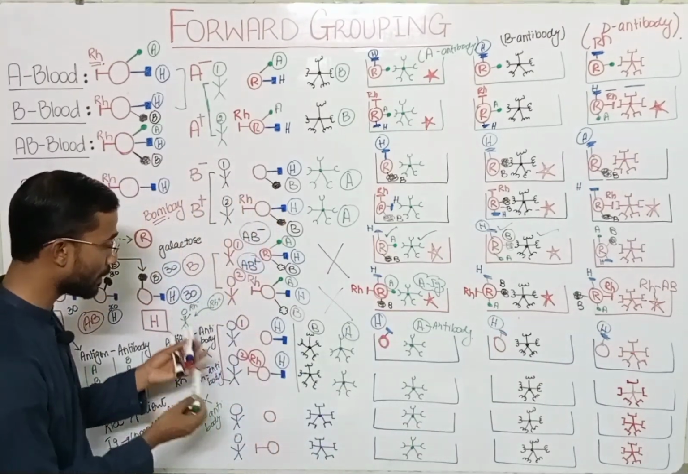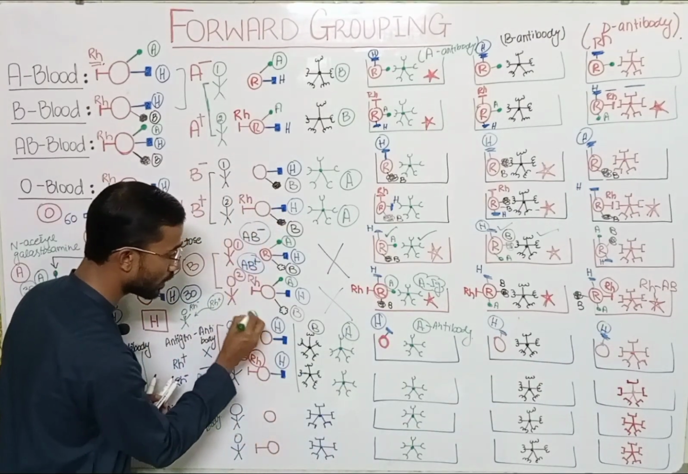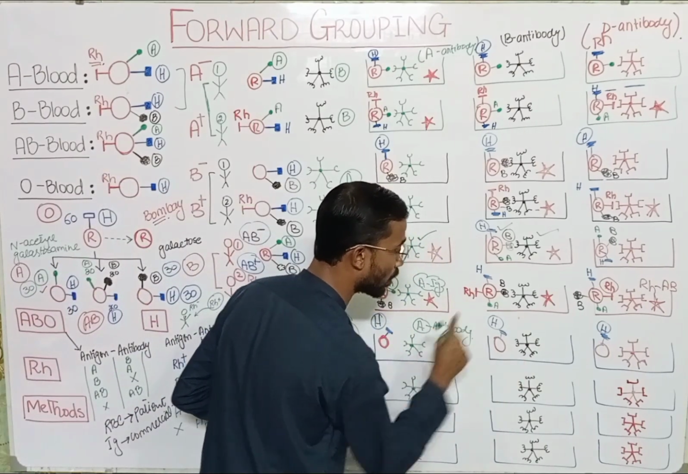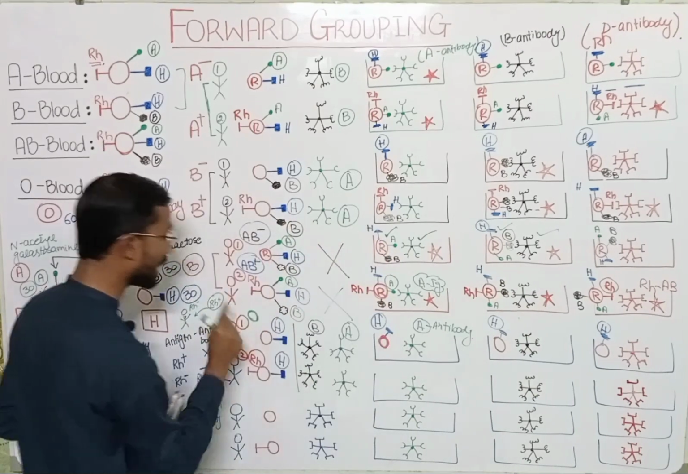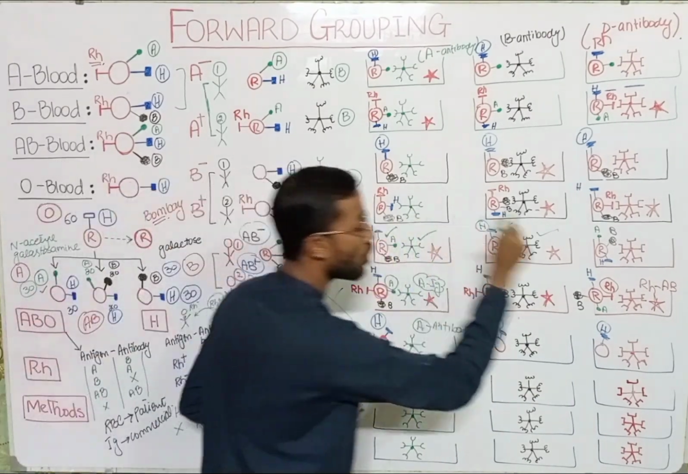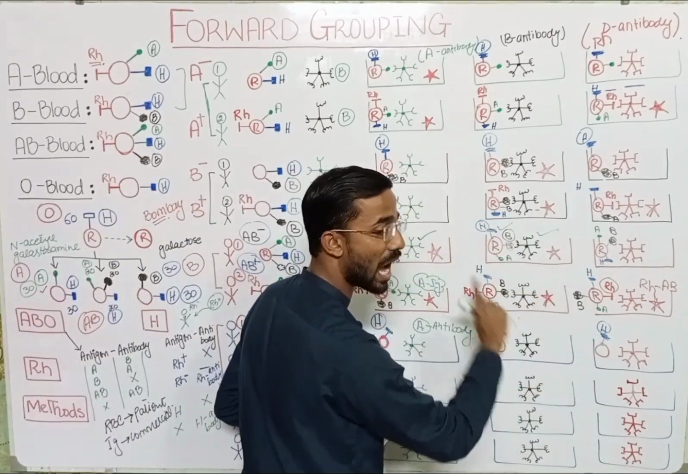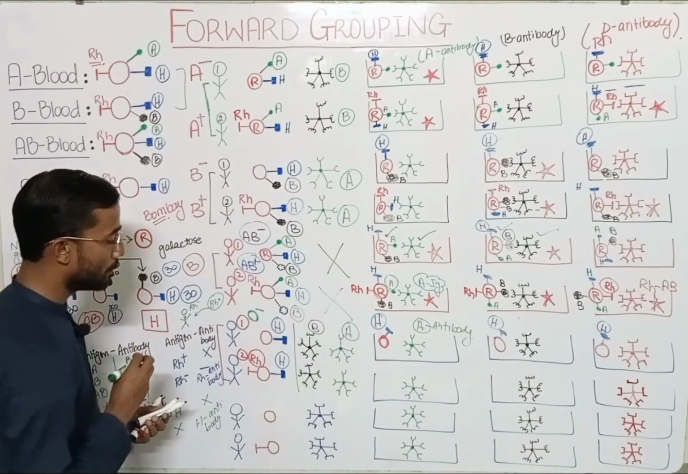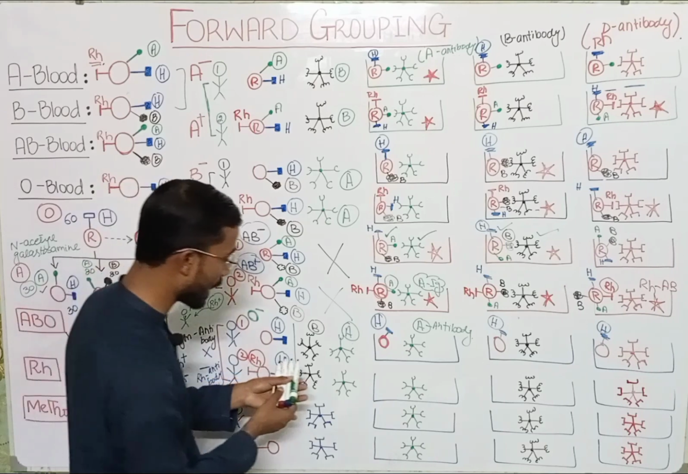Now this blood group is actually O. On the basis of the absence of agglutination with A antibodies and B antibodies, I declare it O. And if there is no agglutination in the third case, Rh antibodies, then I declare it negative. Now move forward.